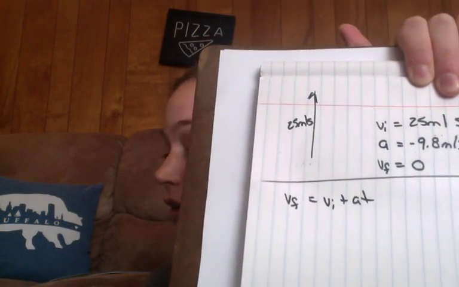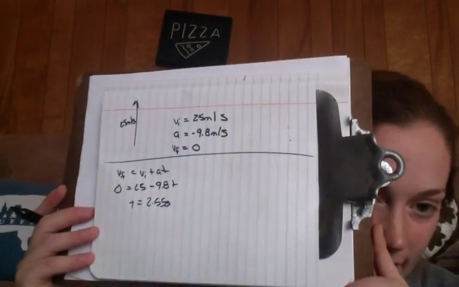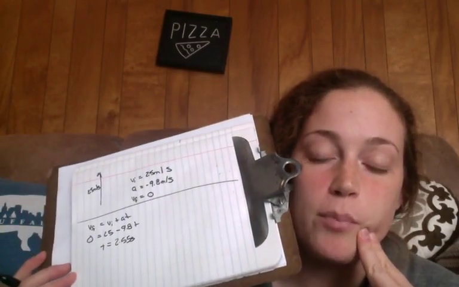So then I go through and plug everything in, which I'll do for you all. 25 minus 9.82, and then you solve for T. Your time to your max height is going to equal 2.55 seconds. I got 25 too. So then, now you're here.